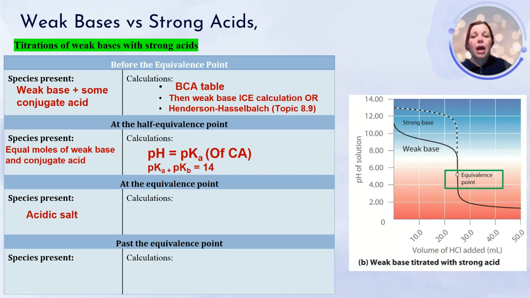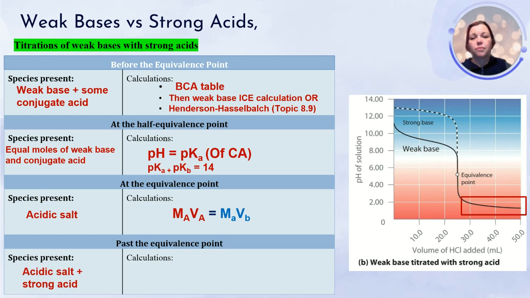At your equivalence point, you're going to have an acidic salt. So that's going to be the conjugate acid of the weak base, which is going to drive the pH of your equivalence point below 7. But again, you can do that with MAVA equal to MBVB, with my same typo that I keep copying over. And then past the equivalence point, you have your acidic salt and the strong acid, just as we saw with our weak acid strong base titration. At this point, your strong acid is going to dominate the system.